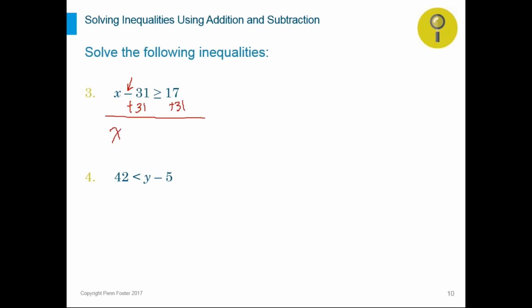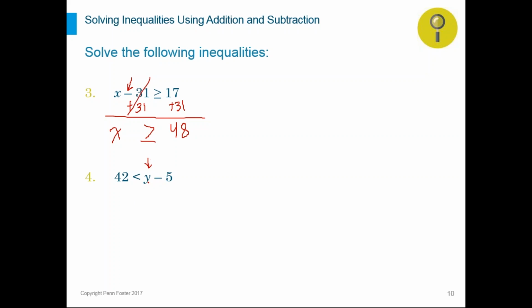Evaluate, X will be there. That's a 0, greater than or equal to 17 plus 31 will give you 48, then this is your answer. Your answer is any number that is 48 or greater. That's it. Last inequality, it looks different because this variable is on the right-hand side. We're not going to panic. We're going to apply the same rule, and then we'll see how we would write the final answer.